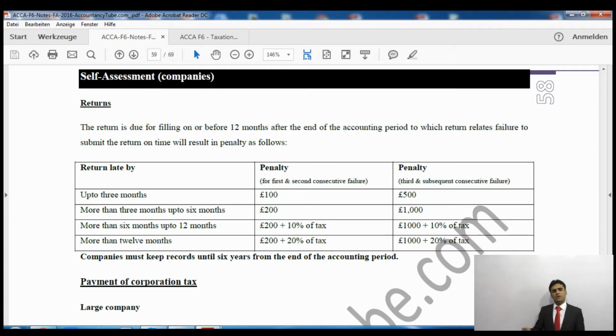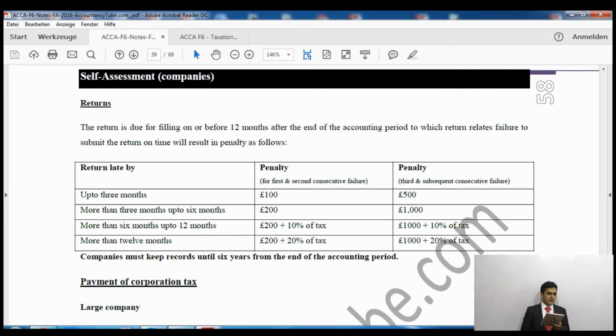So it is not actually a payment, it is just a submission of the record, the file which you submit to HMRC, which gives the details of everything you have been earning during the year and how much tax liability you have to pay. So as it says on the screen, returns. The return is due for filing on or before 12 months after the end of the accounting period to which the return relates. Failure to do so on time will result in penalties as follows. So if you have submitted your return late, there are a few penalties as you can see on the screen.